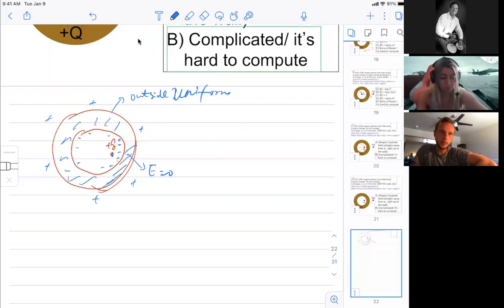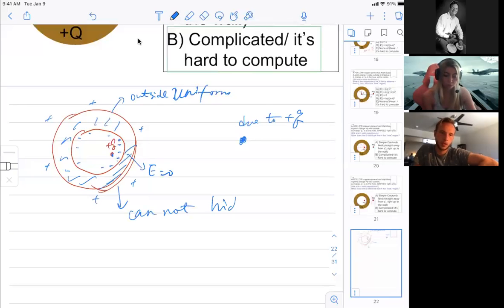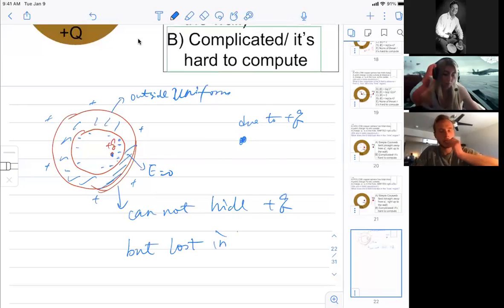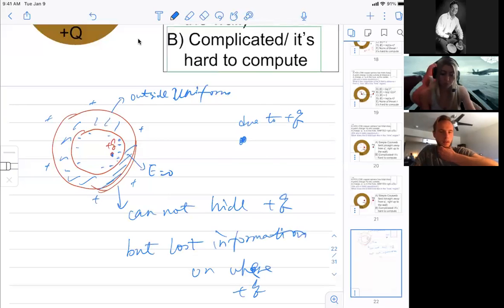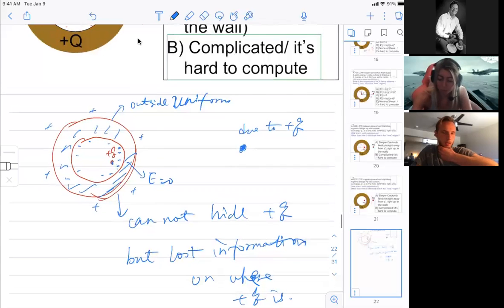This is sort of the idea: you try to hide the charge in the middle. You cannot hide it, because you can pick up the E field due to a positive Q outside. You know that there is a positive Q here. You cannot hide this charge, but you have lost information about where it is. You don't know exactly where this charge is. Is it off center? Is it on center? You don't know.